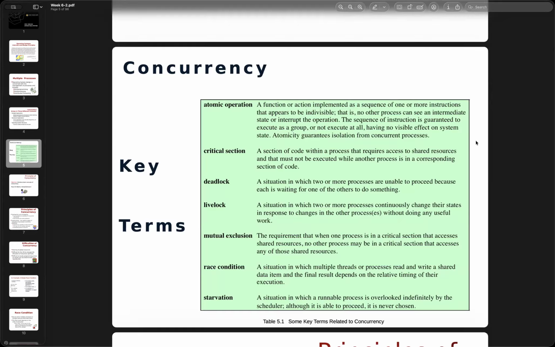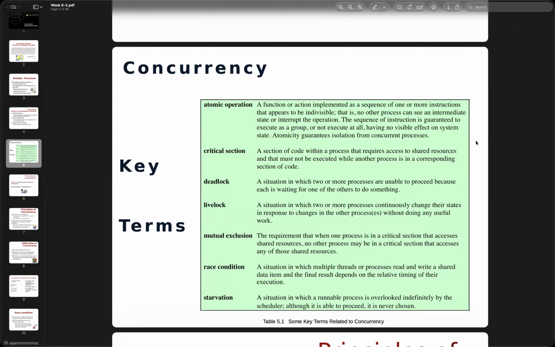A critical section is a section of code within a process that requires access to shared resources and must not execute while other processes are in a corresponding section of code. Because we do have shared resources, if you remember when we talked about the Sudoku, how do we make sure all those processes access those shared resources? They must not be executed while other processes are in the corresponding section of code. So this is called a critical section. Sometimes in pseudocode, after checking, we execute the critical section. We didn't talk about it, but that means we don't care about that part. Once you get the right to the resources, then you can execute the critical section.